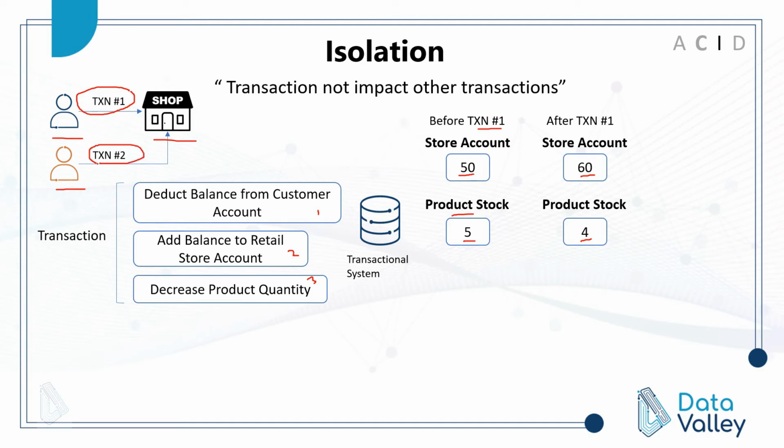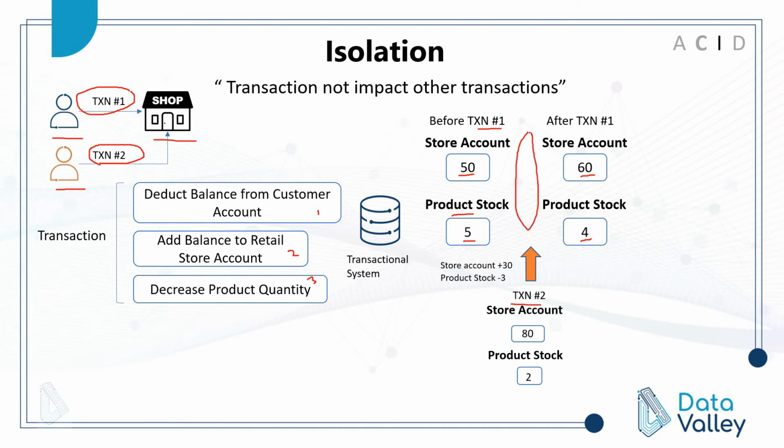So we have transaction number 2 on the same table and on the same product or same attributes. So if we applied transaction number 2 at the same time as transaction number 1, or while transaction 1 is still in progress, in this case the store account will be 80, considering that transaction number 2 will add 30 to the store account and will deduct 3 from product stock. So product stock will be 2.